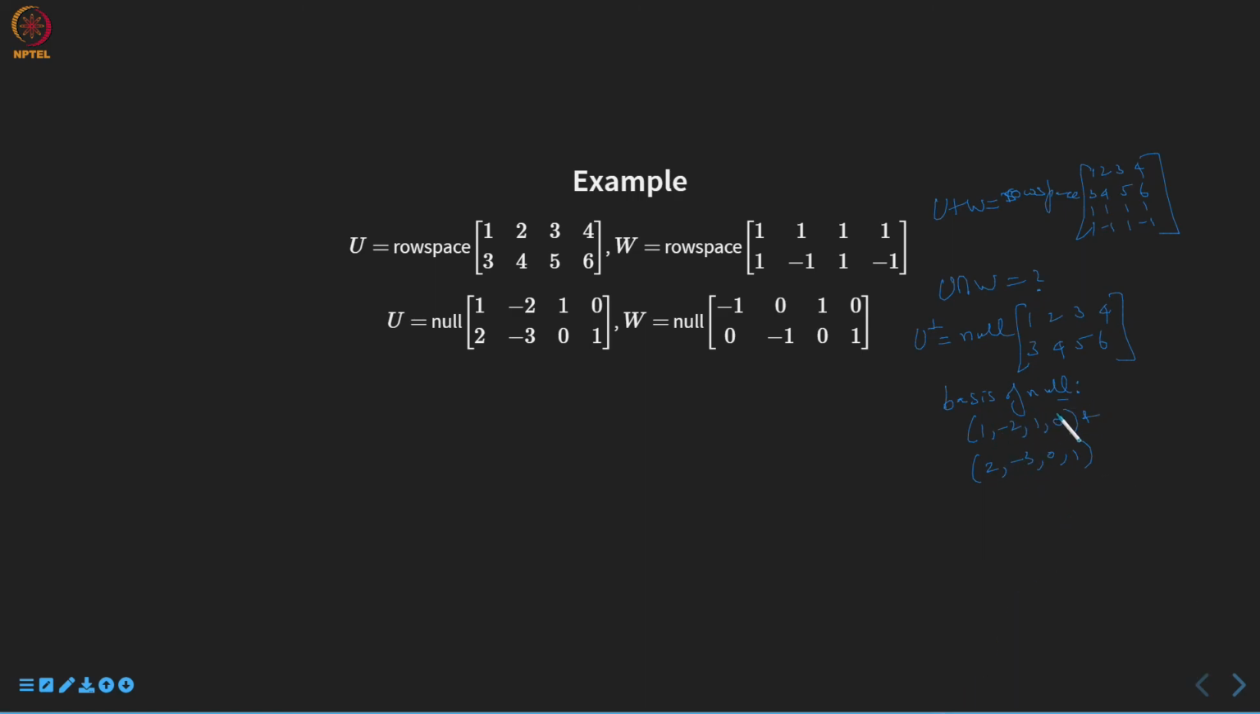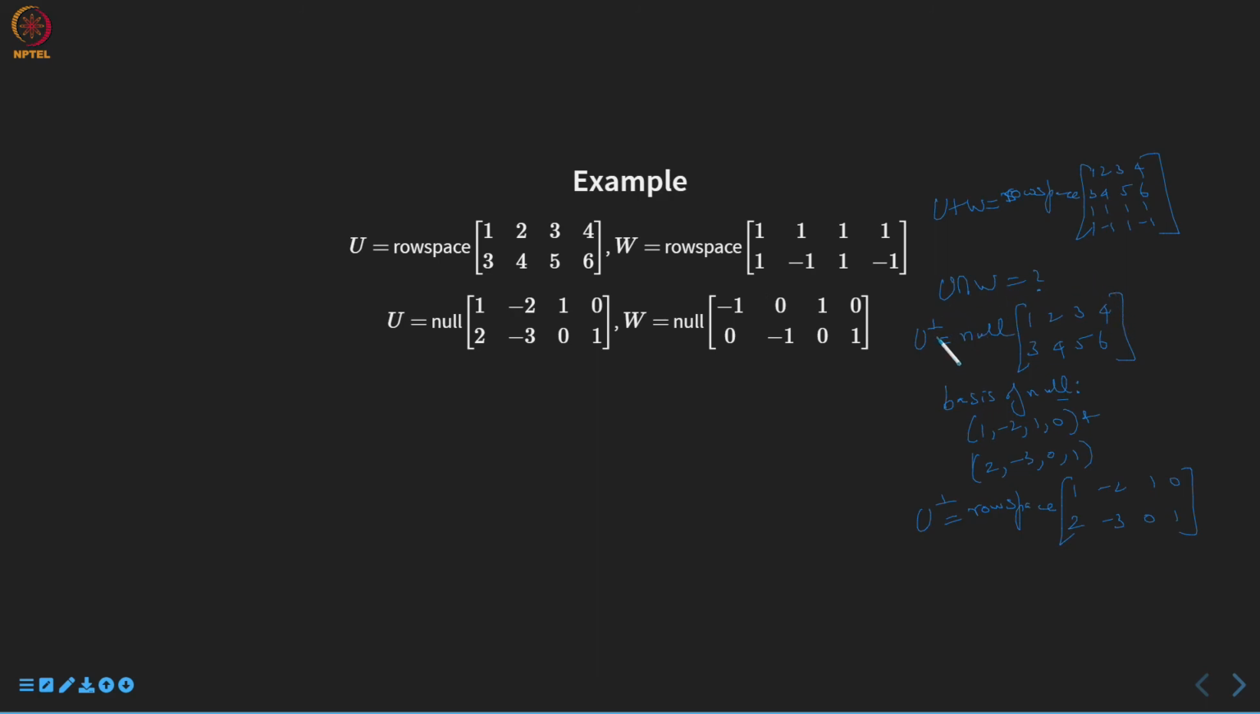This is the basis for the null space. So, U perp is nothing but the row space of 1, minus 2, 1, 0 and 2, minus 3, 0, 1. So, I can write U in other words as the null space of this same matrix. I think in this one little thing I have specified so many connections. Instead of writing U as the row space, I can write U as the null space of this. Same thing with W, instead of writing it as the row space of this, I can write the null space of this.